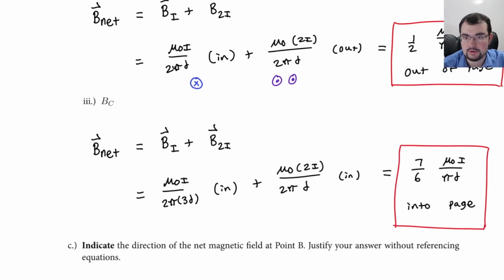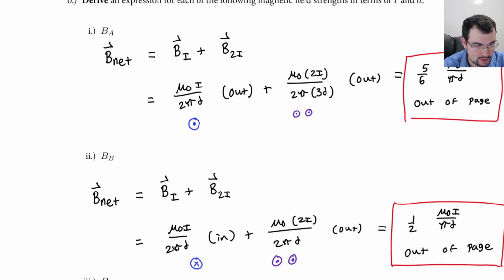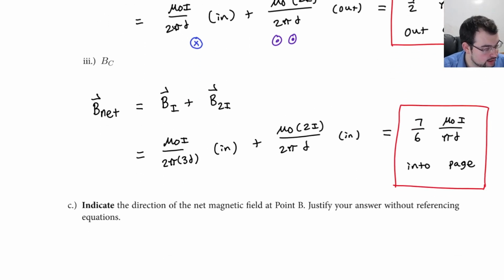All right, so let's compare. We said that the weakest field was at B. Makes sense. We got 1/2. Then was A. Makes sense. We got 5/6. And then at C, that's the greatest. We got 7/6. So everything looks fine here.